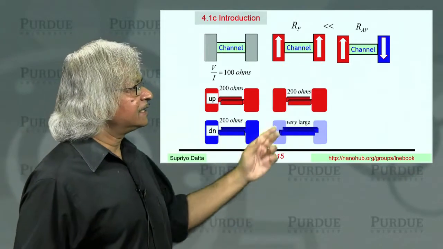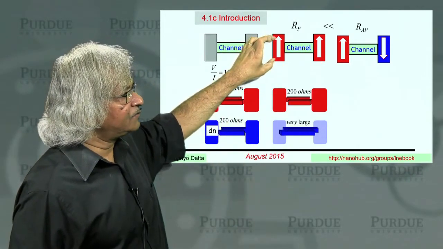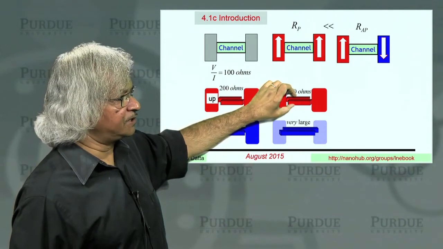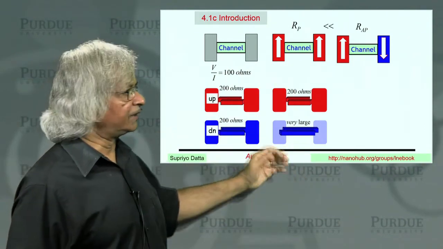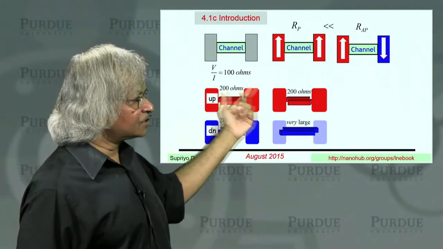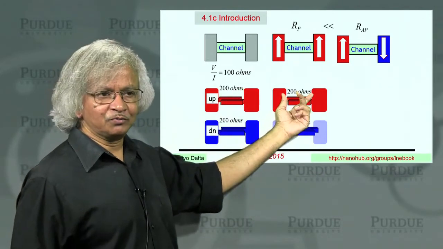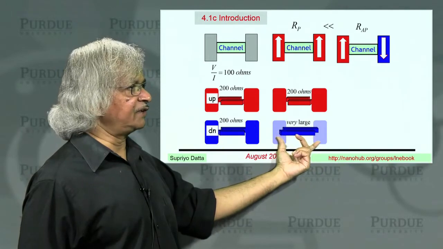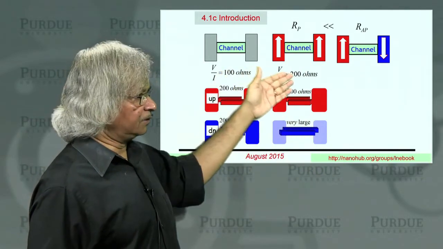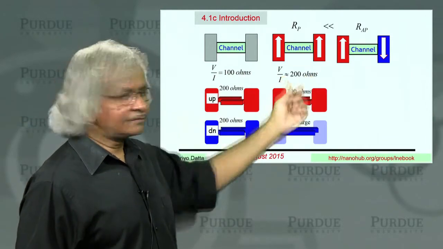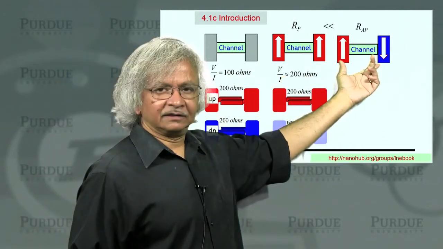Well, the idea is that the magnet gives you a good contact to the upspin channel, but a bad contact to the downspin channel. So the net result is this still stays about 200 ohms, but this becomes very large. And so the overall resistance now is doubled. It's like 200 ohms. What if you had anti-parallel contacts?